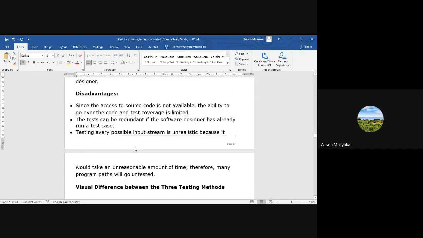In terms of disadvantages, we can say that since the access to the source code is not available, the ability to go over the code and test coverage is limited. Also, the test can be redundant if the software designer has already run a test case, and testing every possible input stream is unrealistic because of the time that will be taken.